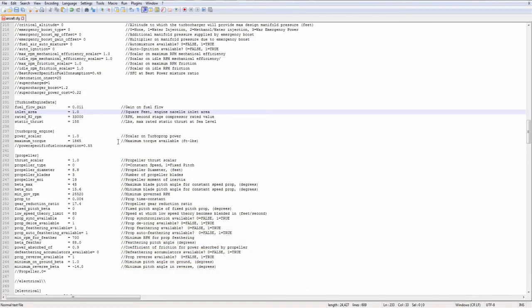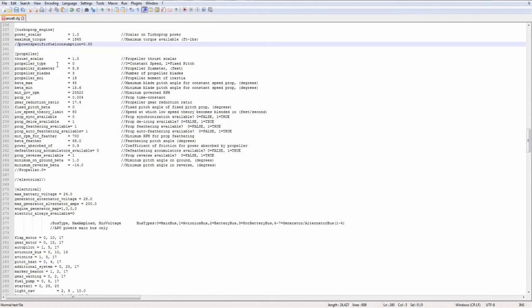So power scalar, again, this is a scalar on power. 1.0 is normal. Maximum torque, which is the maximum torque available in foot-pounds. And you can also specify a power-specific fuel consumption, but most of the time this doesn't really happen for turboprops. I got it set to ignore this value anyway.